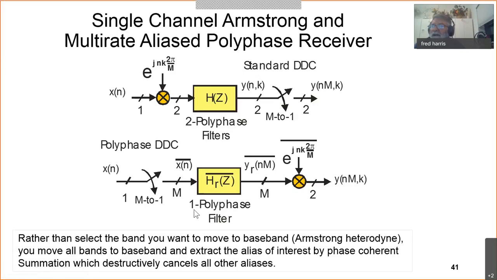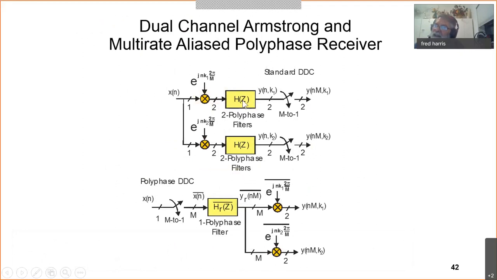But what if I have two channels? Someone says, gee, I'd like you to get Utah. Let's get St. Louis also. Well, that means I've got to build a whole another receiver. Two more filters, one for I and Q for this channel, one for I and Q in this channel.